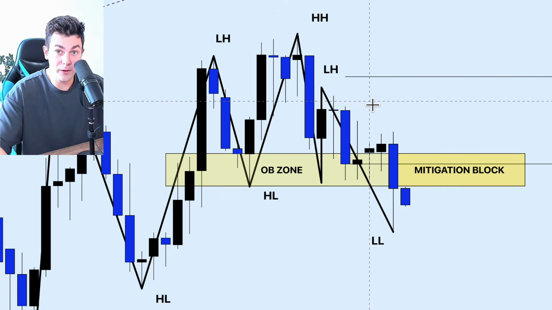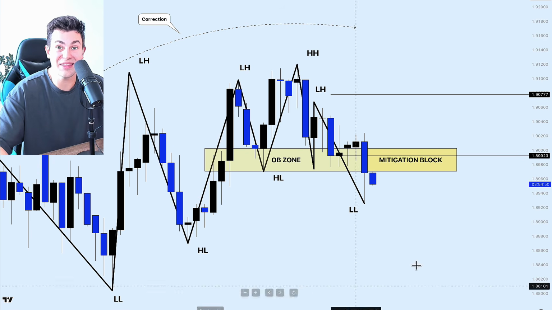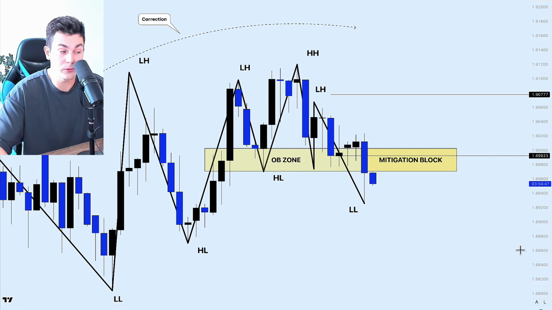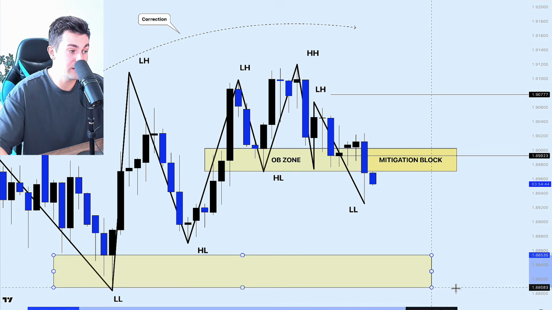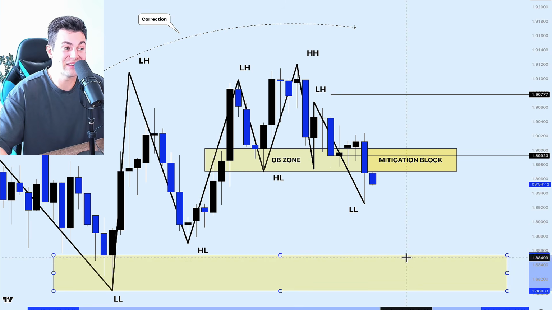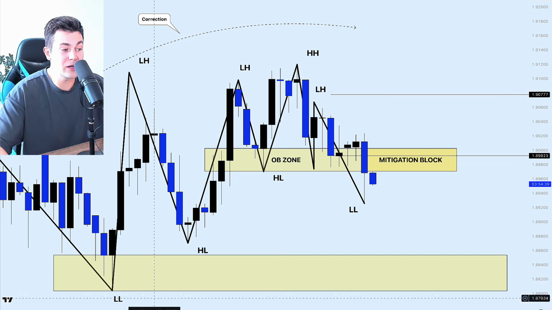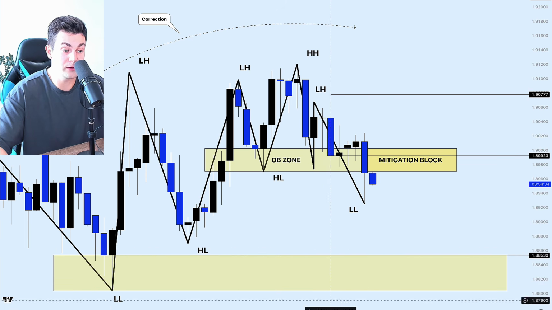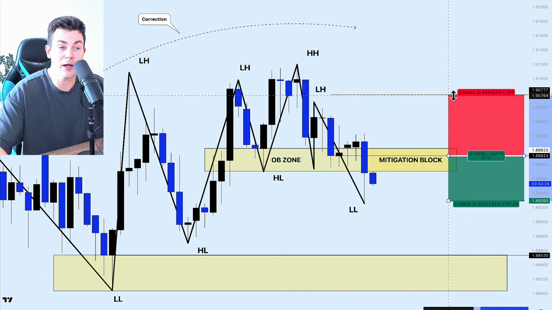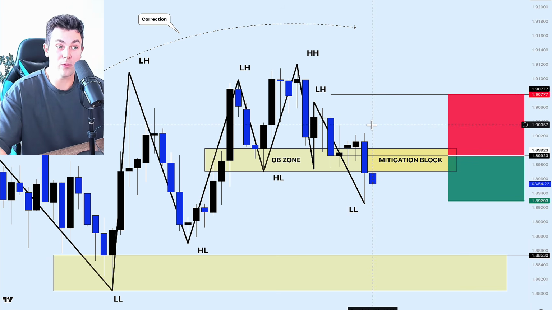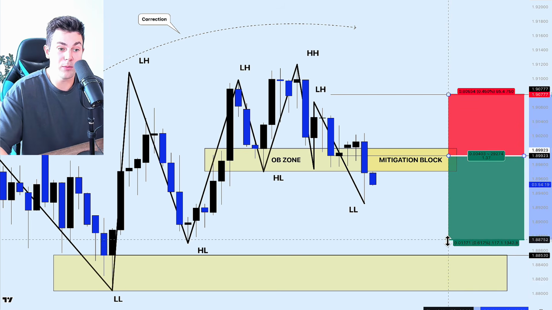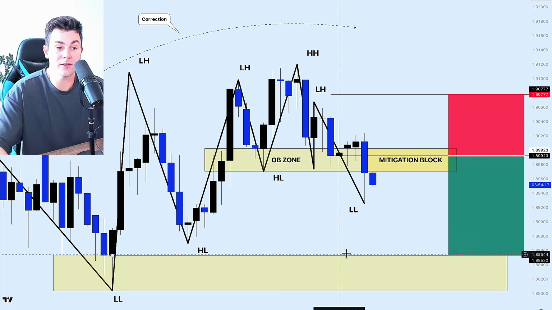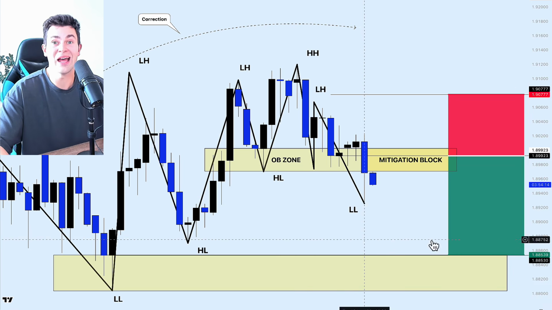And for the target, we will aim at least at the structure based on the current low. In our case, here is that structure, and the level of the close of that candle will be the target for our trade. So we will sell from here, from the mitigation block. Our stop loss will be above the lower high before a creation of a mitigation block, and we will set our take profit based on the structure, based on the current lower low.